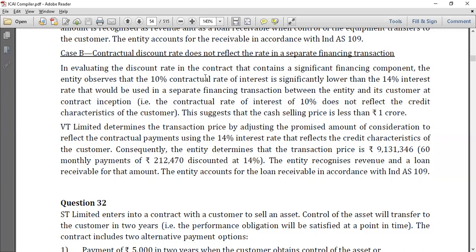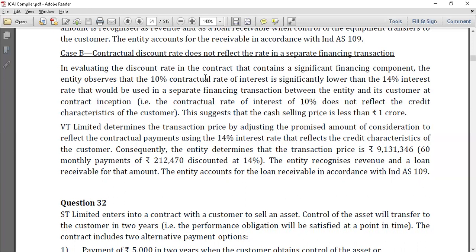So how to calculate this? You just take 14% divided by 12 months, and you'll get the monthly interest rate. Then 1 divided by 1 plus that interest rate, discounted for 60 installments. You take the installment of 2,12,470 and multiply it by the PV factor, as you have done before.